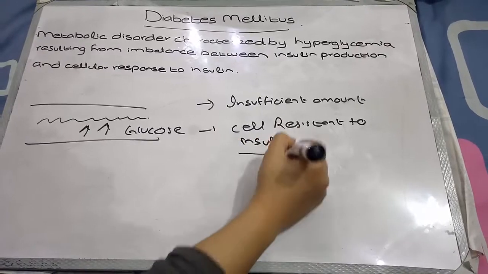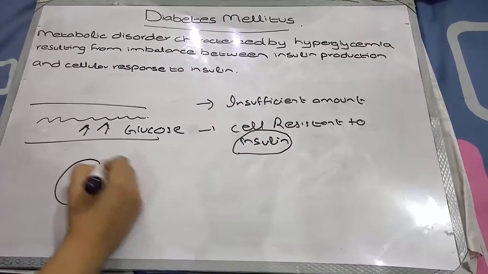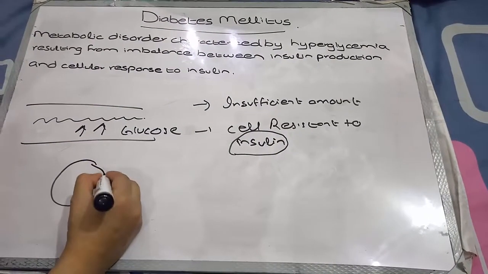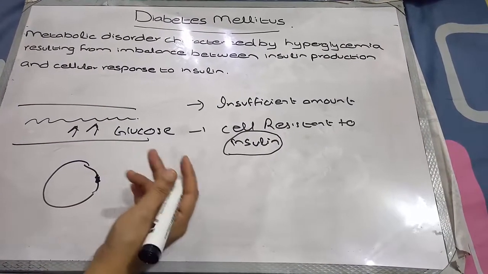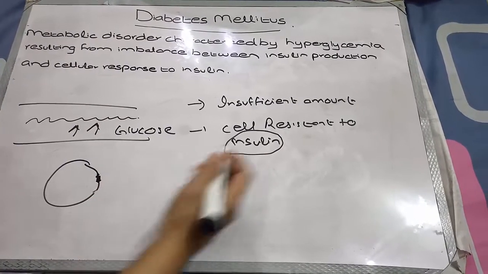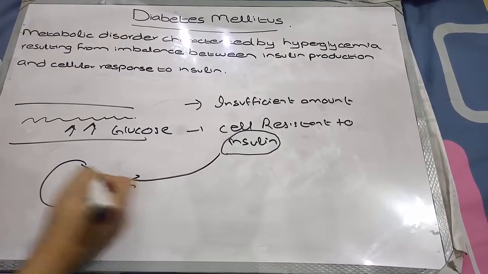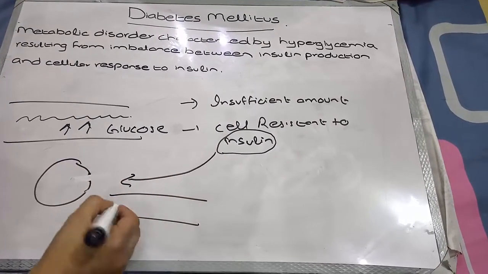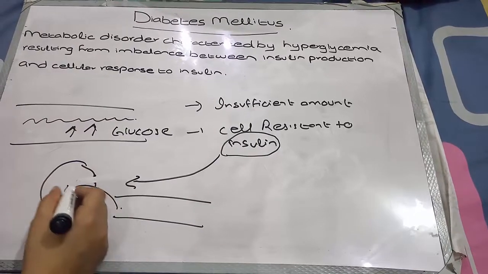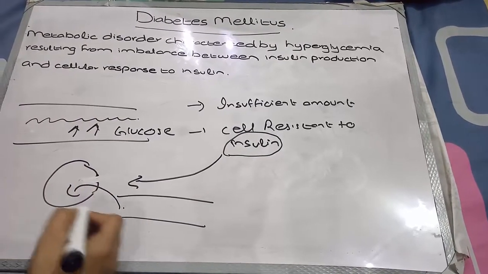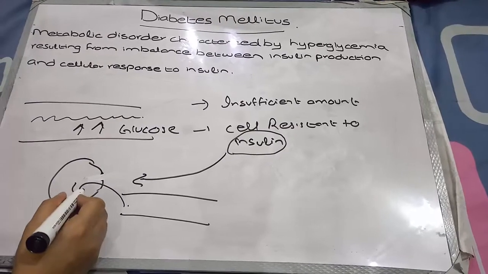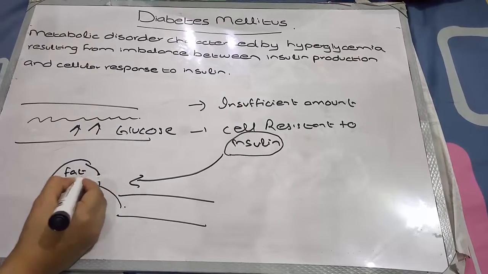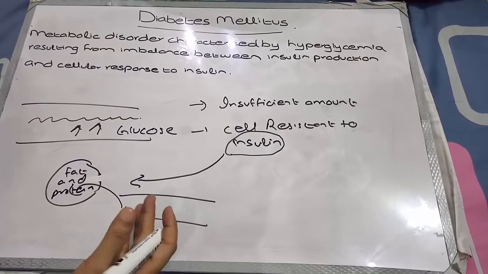Now, basically, what is this insulin? Our cell has a gate, and you know that every gate has a key to unlock it. Insulin is a hormone which unlocks this gate and makes a pathway for the entry of glucose from vessels into the cells. A person with uncontrolled diabetes is unable to transport glucose into the cell. As a result, the body cells starve and break down fats and proteins to fulfill the cellular requirements.